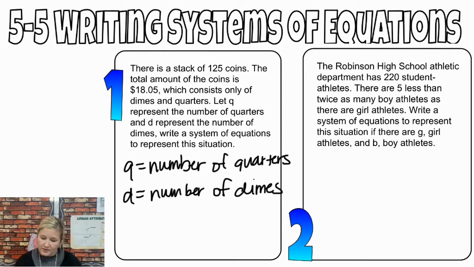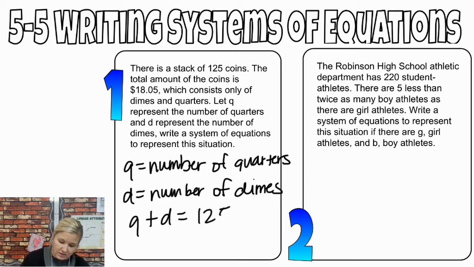And then I'm going to write a system of equations to represent this. I know that there are 125 total coins. So the number of quarters plus the number of dimes is going to give me 125 total coins. So Q plus D is going to give me 125. That's my first equation.